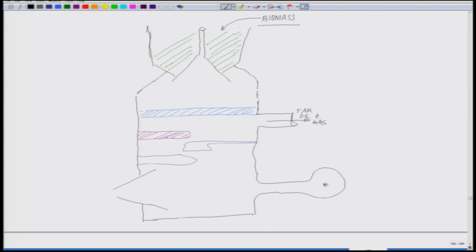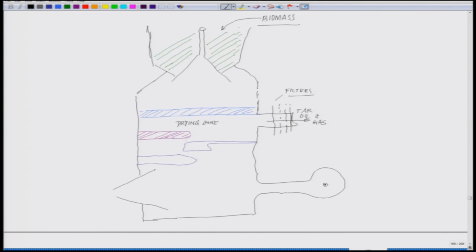Okay. This is the drying zone, and out here you will see a lot of filters. You can put a lot of filters, or you can put them externally once the gas is coming out, where you have to trap the tar and all other stuff. Okay. This is the drying zone.